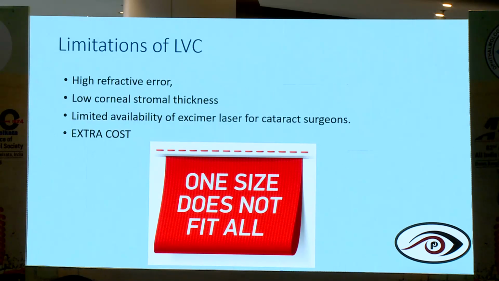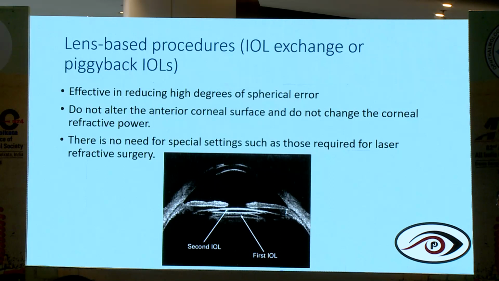So what are the limitations of laser vision correction? If you have a high refractive error, you can't do it, and a patient with low corneal stromal thickness also cannot be treated. Of course, a very important thing is that you need to have this excimer machine in every clinic, which is not going to be possible in this era, and it is an extra cost to the doctor and not the patient, because you cannot charge, especially if you are having this kind of problem; you have to do it free of cost to the patient.